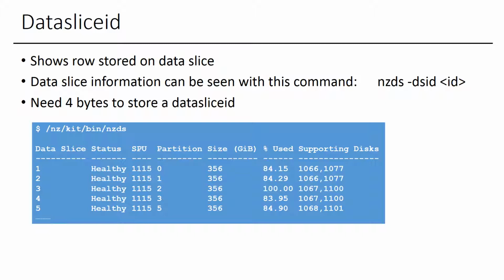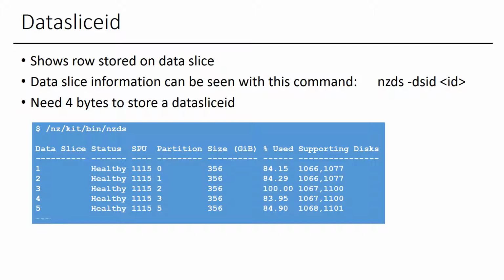The data slice ID identifies the portion of the database that is stored on each disk. At initialization, the system is divided into a logical number of data slices. When the system creates a record, it assigns it to a logical data slice based on the distribution key. Although the system dynamically generates data slice ID values, it doesn't store them with each individual record.